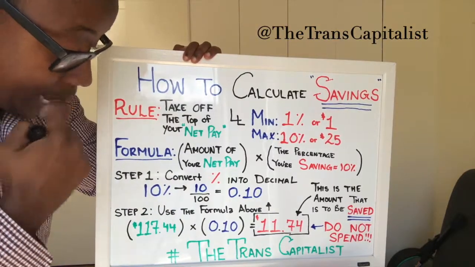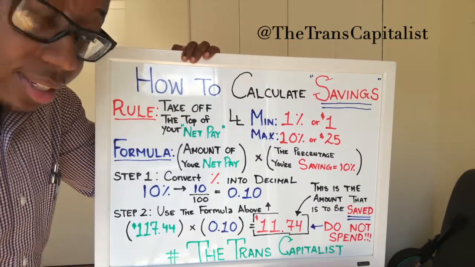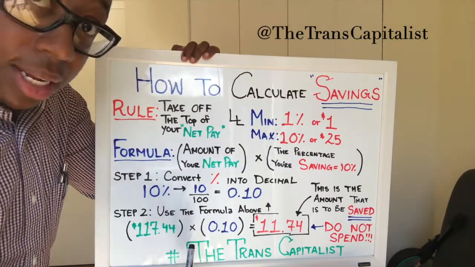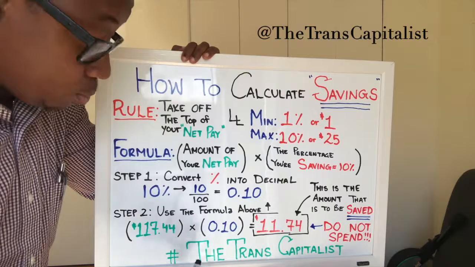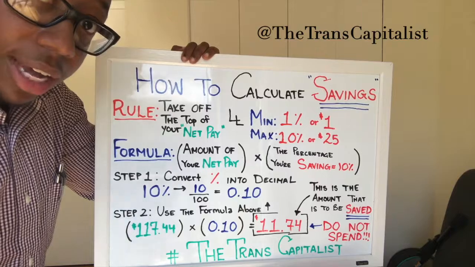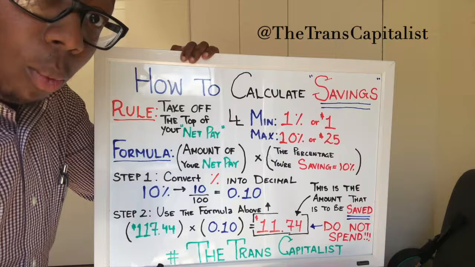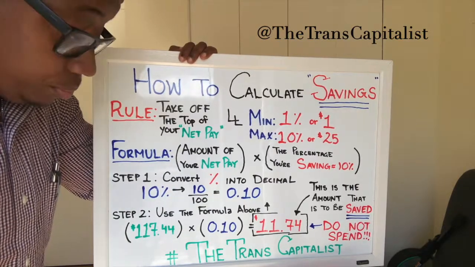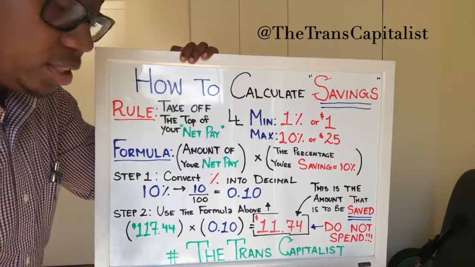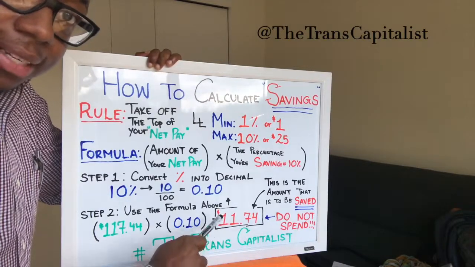The next step is now we're going to go back to this formula that we used up top, okay? So now my net pay amount was $117.44, and I am saving 10% of it. So since we already converted the 10% into a decimal, now we'll do the 117.44, enter that in your calculator, then we times it by 0.10, okay? That equals $11.74. So that means this is the amount that I am to put into a savings account.